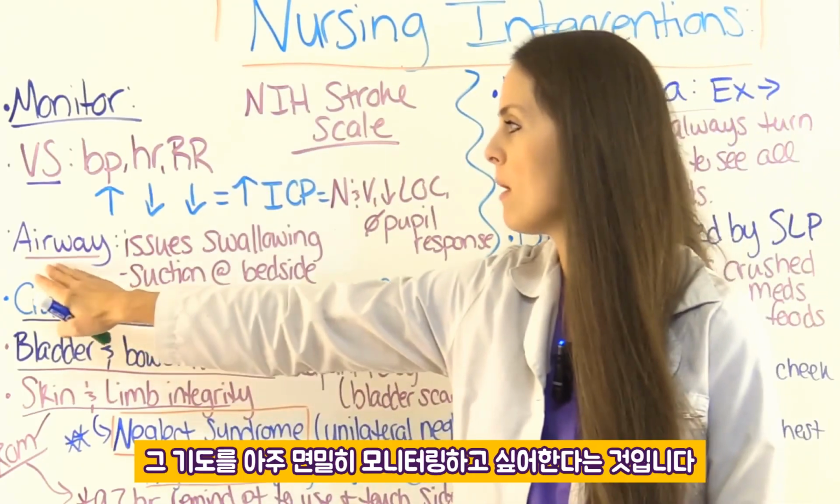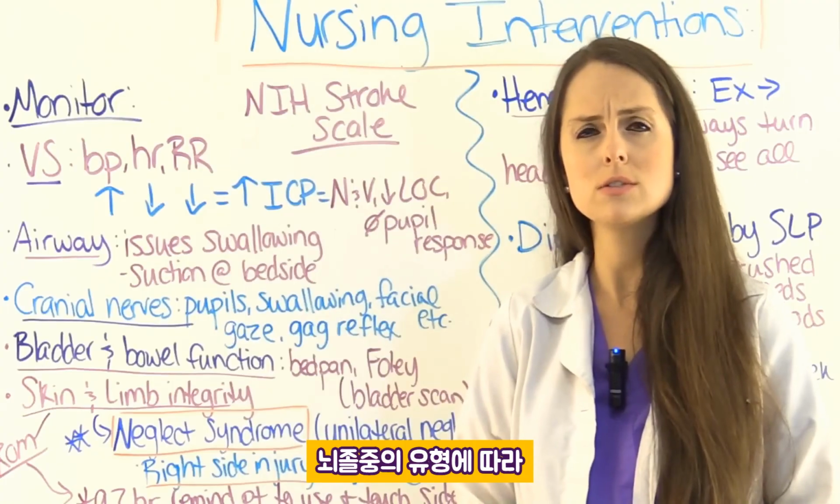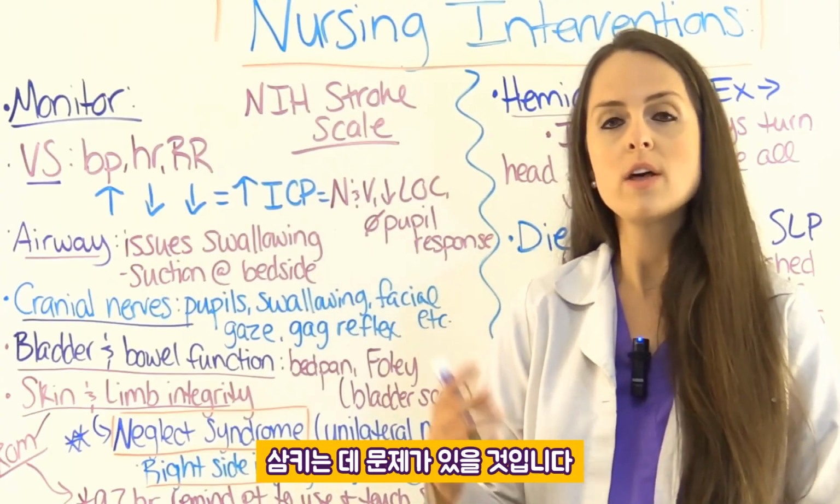Another thing is you want to be monitoring that airway very closely, because remember, they're going to have issues with swallowing, depending on what type of stroke they've had.